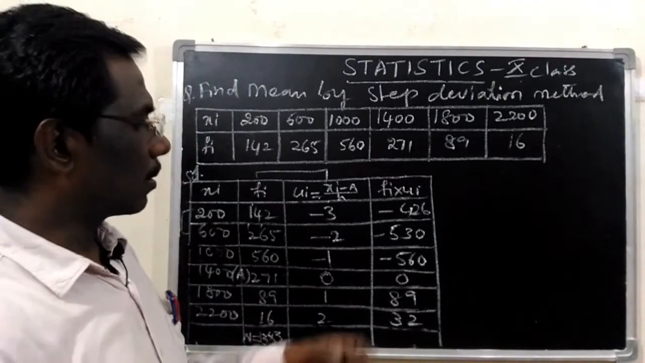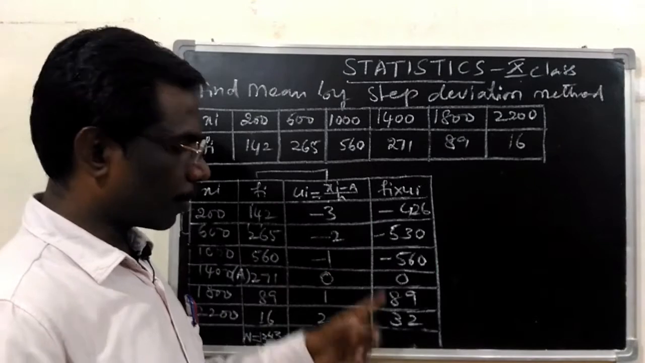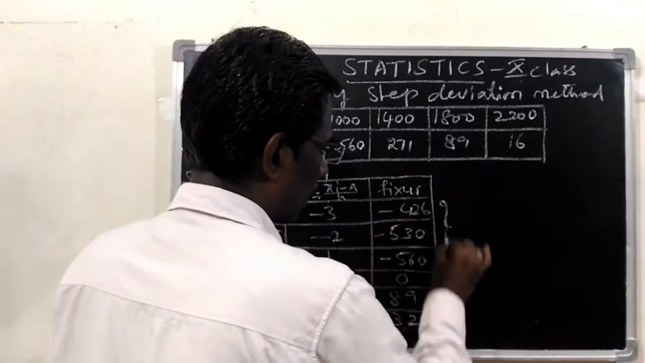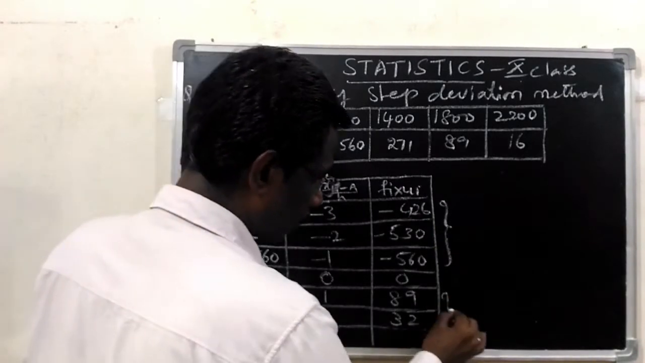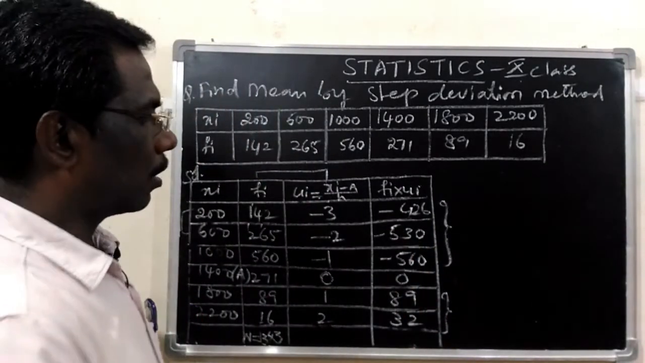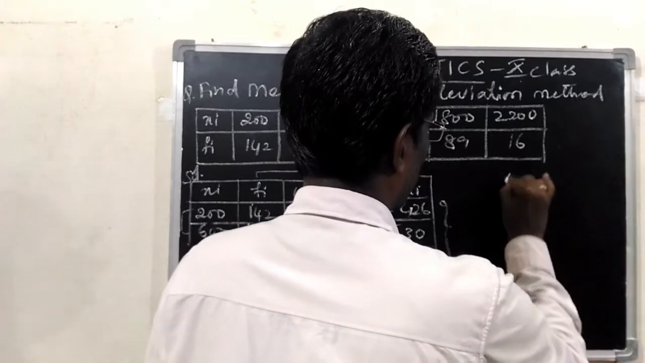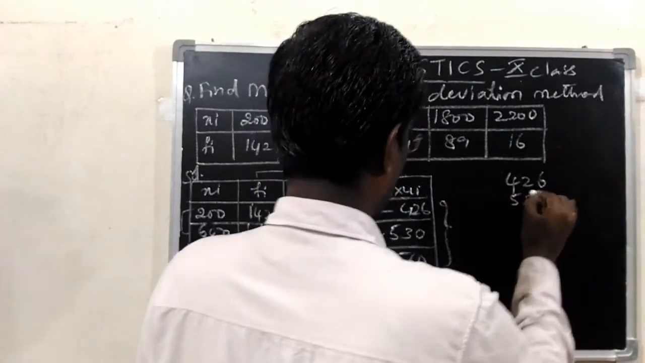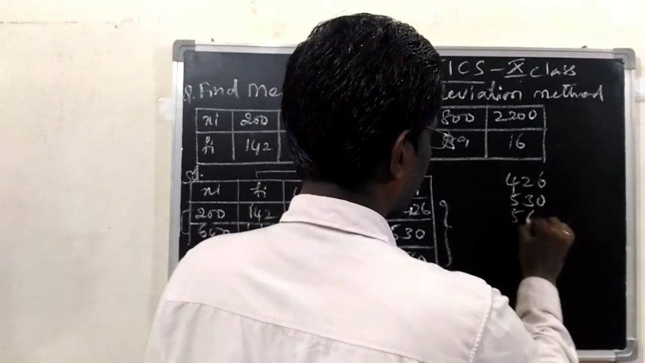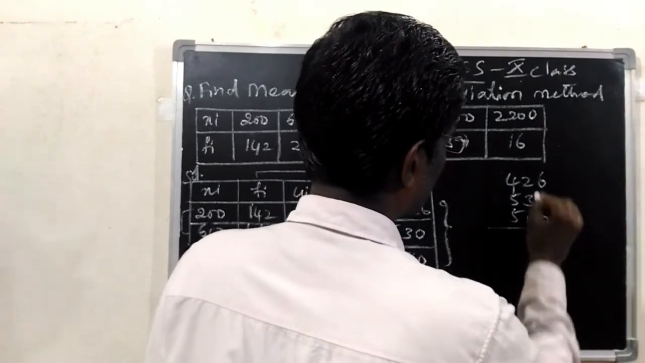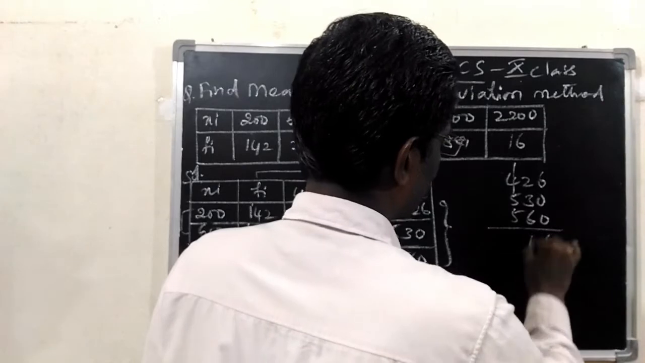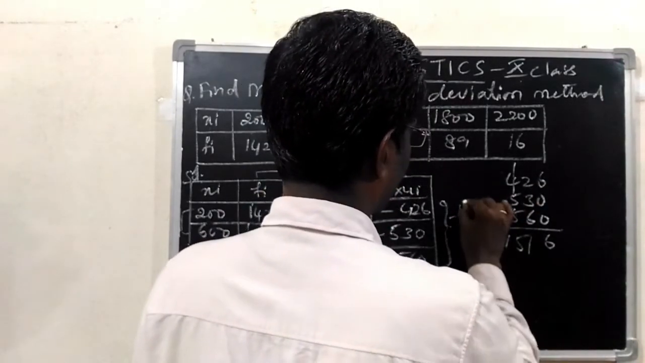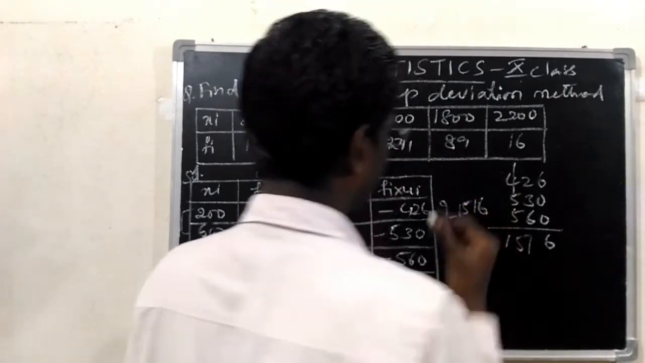Now we have 3 negative values and 2 positive values. So add these 3 negative values and add these 2 positive values. How much do we get? 426 and 530 and 560 is what? 6 and 9 is 15, 11, 10, 15. So it is minus 1516.